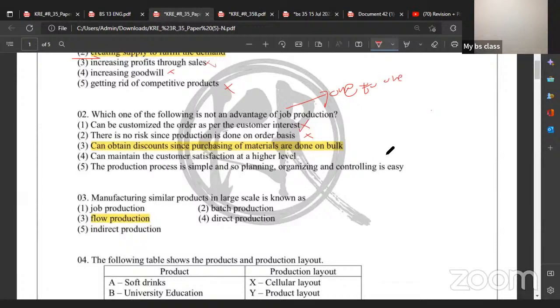Can obtain discounts. Since purchasing of materials are done, no, they cannot obtain discounts because if you switch from one order to another order, that could be completely different. So one particular customer is ordering a cake which is with strawberries and it's a vanilla flavored kind of a thing, but the other customer come up with or maybe a cheesecake, right, or with chocolate or blueberries or whatever. So then you have to purchase those materials for that customer, right?